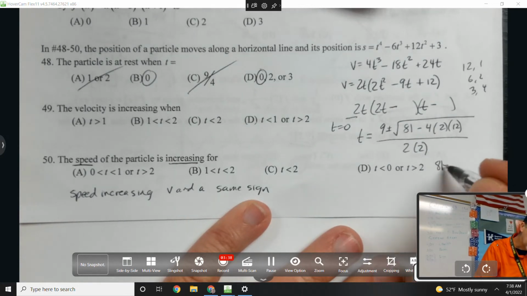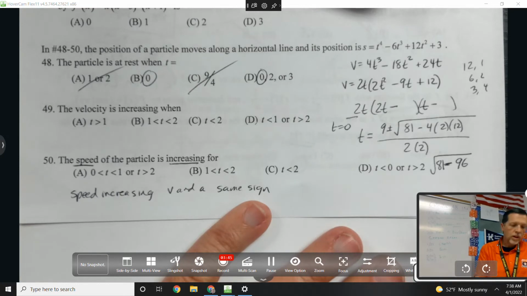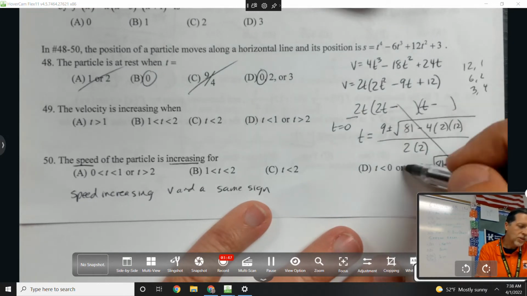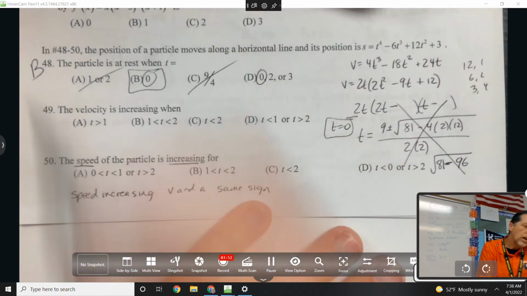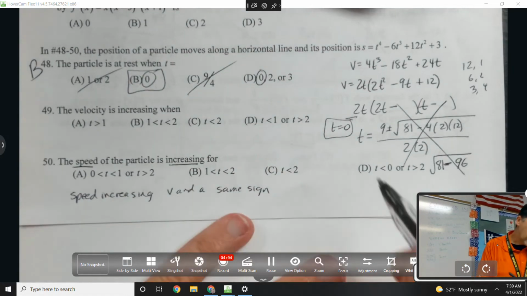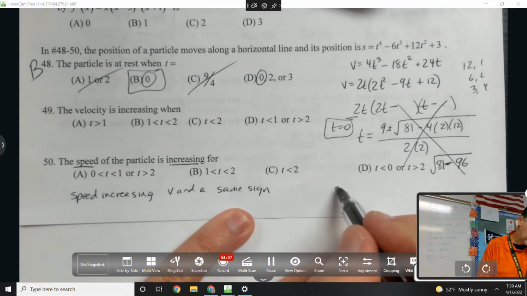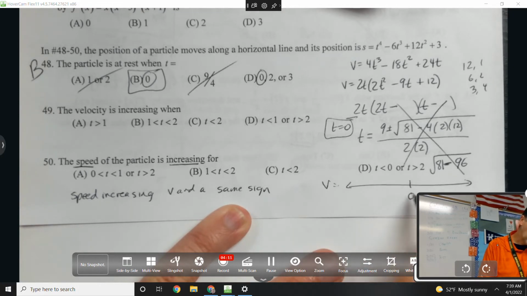81 minus, let's see, 8 times 12 is 96. Yeah, that's the square root of a negative number. So it was ugly, but ultimately that's good news because there's only one place where it's at rest. Which is great. That means it's always positive on one side or always negative on the other. So my velocity picture, like the only 0 is at 0.